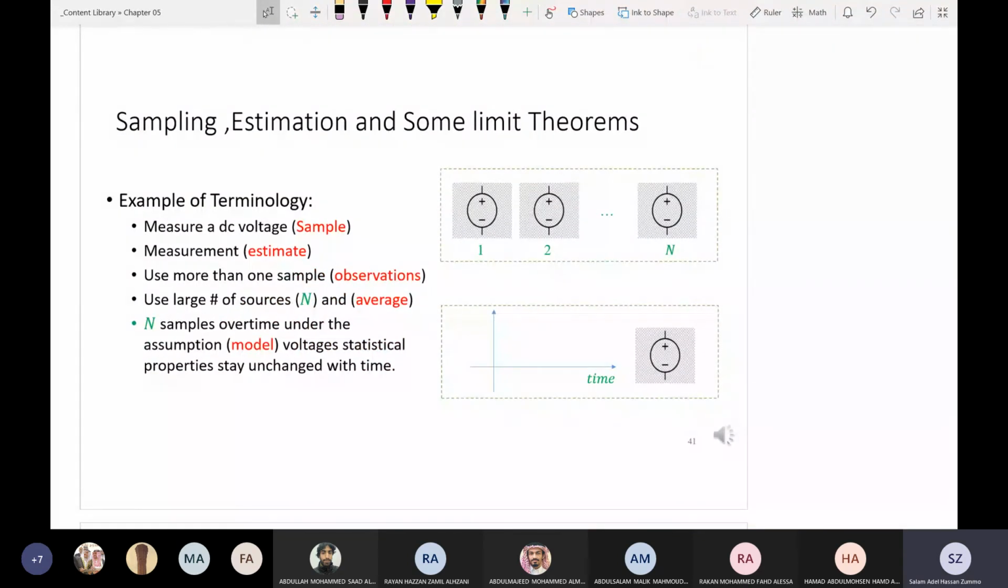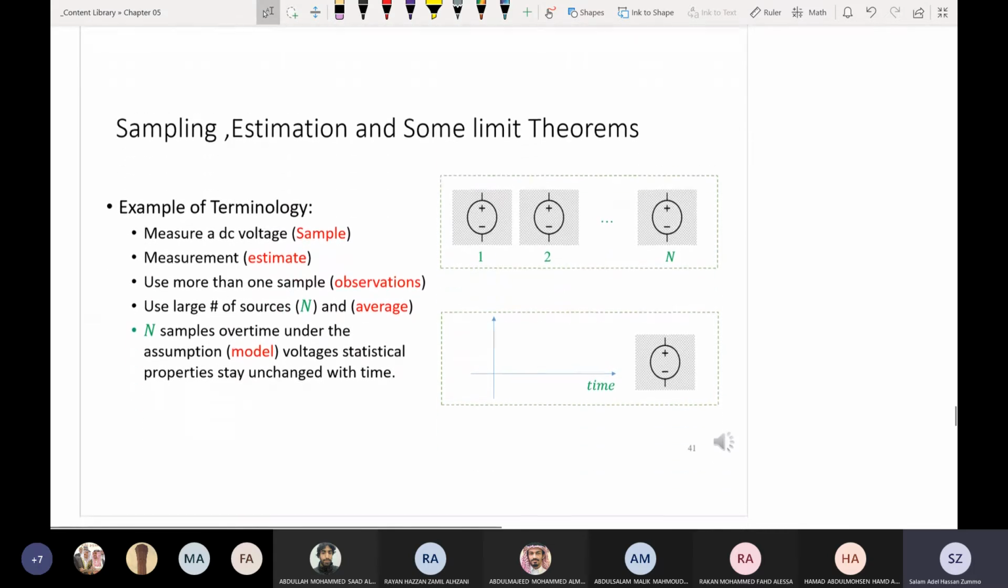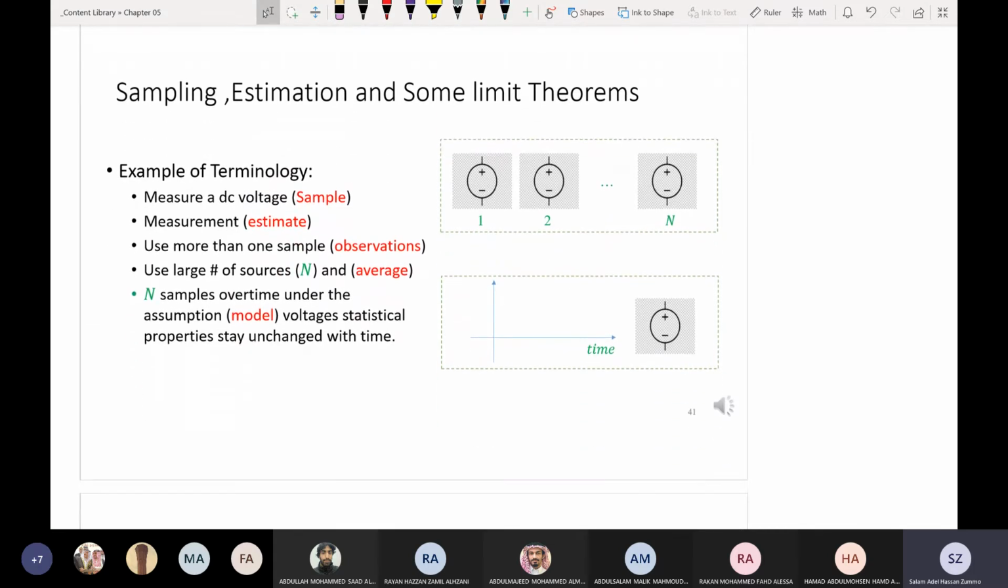So the last topic of chapter 5 is about sampling and estimation. طيب, let me give a brief introduction on this. What do we mean by estimation here?